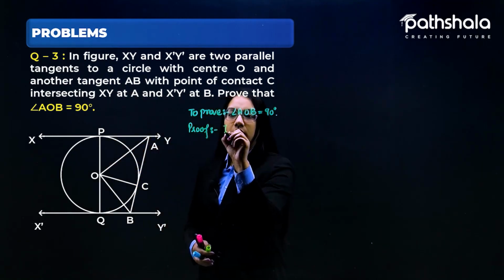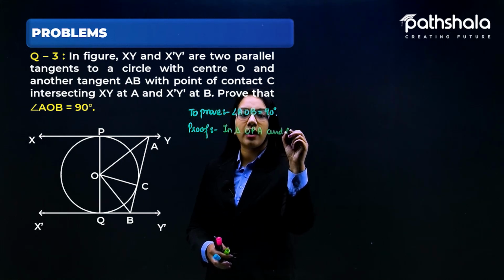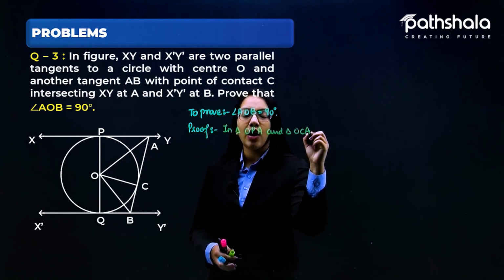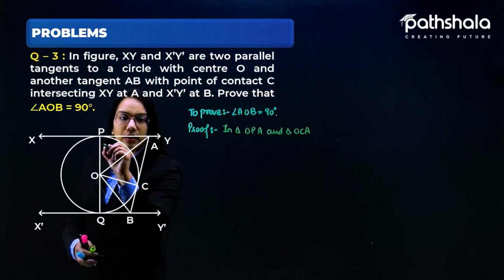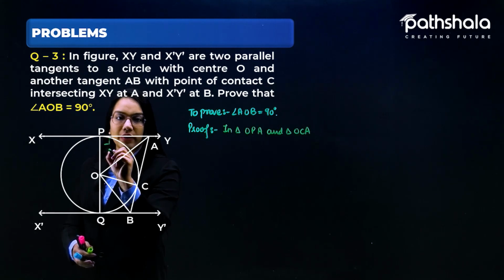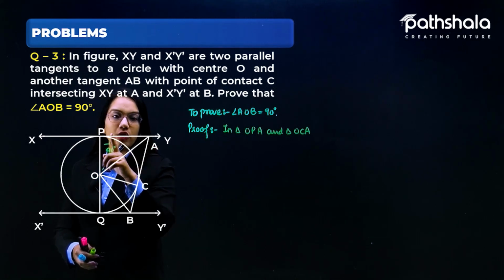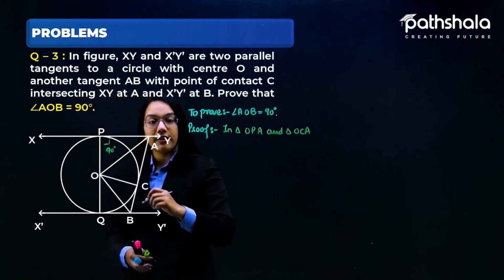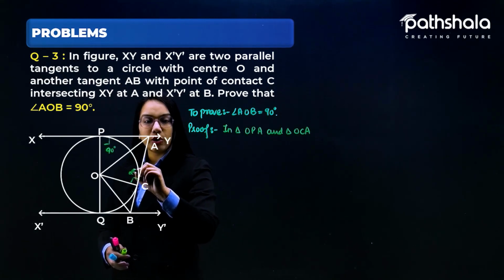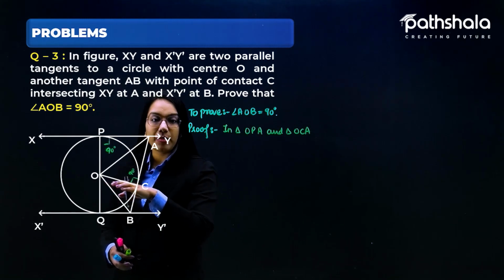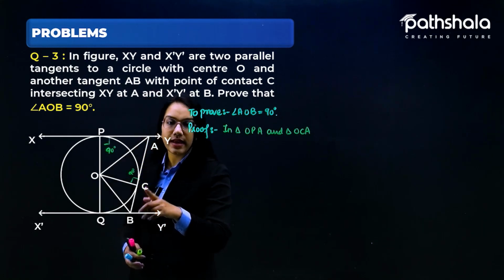So in triangle OPA and triangle OCA, first of all, we know that this particular angle is 90 degrees. We know this concept already, that the radius is perpendicular to the tangent at the point of contact. So this angle is definitely 90 degrees. And furthermore, we know that this angle is also 90 degrees. Why so? Because again, this is a tangent and this is a radius, so it is perpendicular to the tangent of this circle. So this is again 90 degrees.